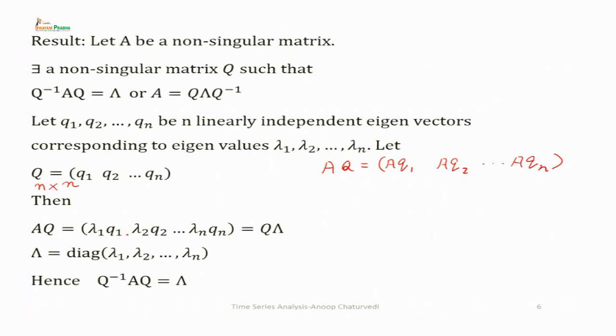So, you can write this as q 1, q 2, q n, and then we take a diagonal matrix with elements lambda 1, lambda 2, lambda n, all other elements are equal to 0. Or this is actually Q matrix. So, you get Q, and then this capital lambda is equal to diagonal lambda 1, lambda 2, lambda n, this matrix. So, A Q is equal to Q lambda. Then Q inverse A Q is equal to Q inverse Q lambda, which is equal to lambda.